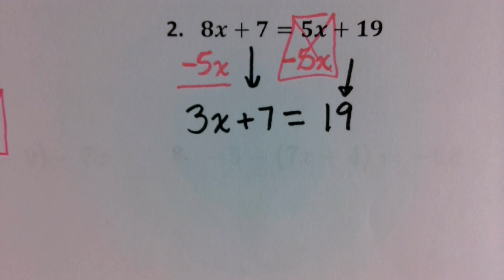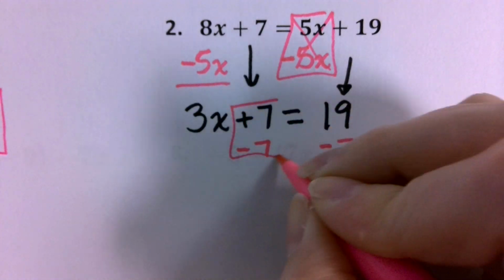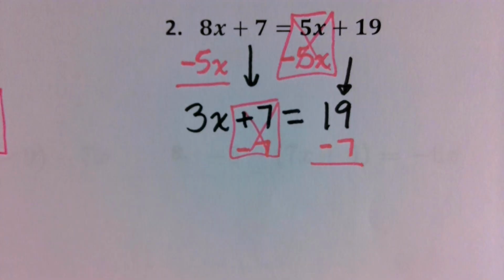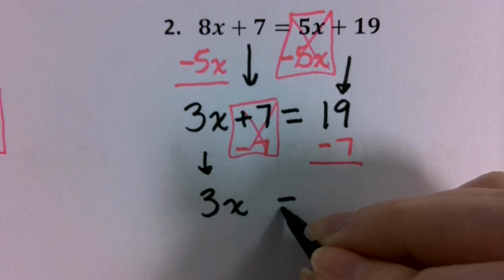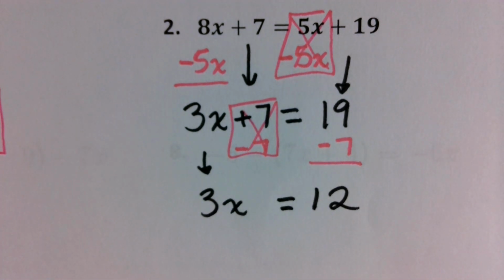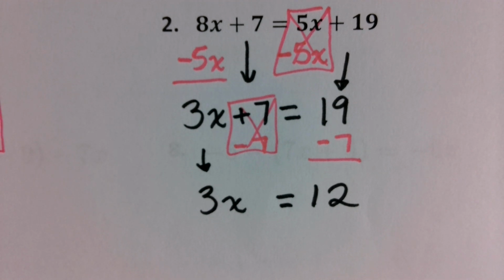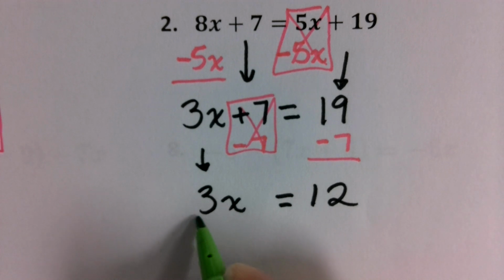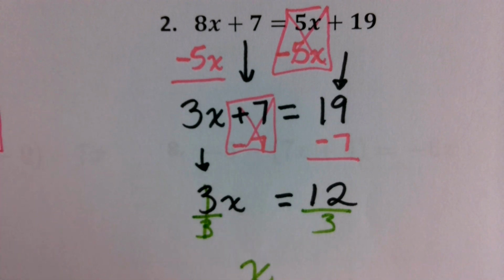Okay, from here, it's a two-step equation. What am I going to do first? What's the first inverse operation, Zachary? Minus 7. We're going to subtract 7 from both sides. So the 7s are going to get canceled out. We're now left with 3x is equal to 12. Last step. What is the last step that needs to happen here, Fatima? Good. We're going to divide both sides by 3. And that's going to give us x is equal to 4.